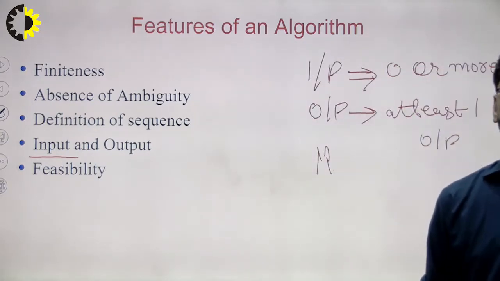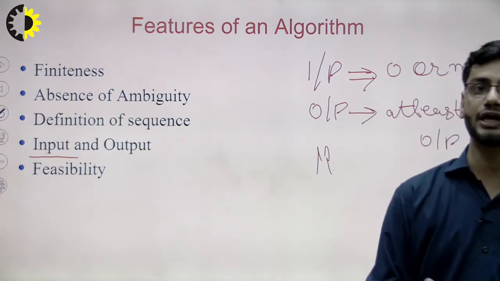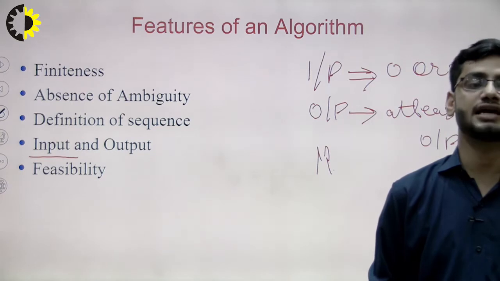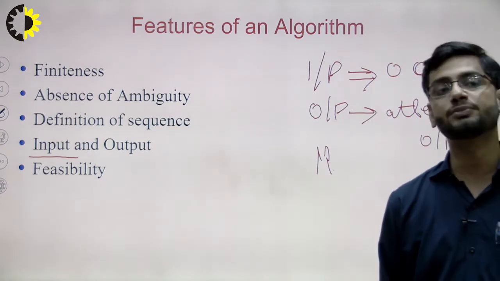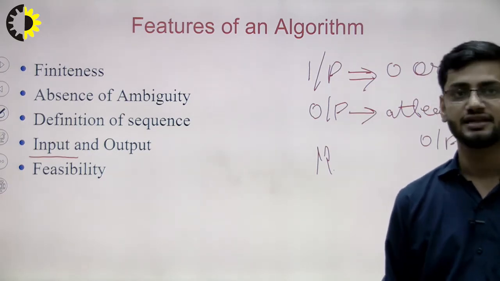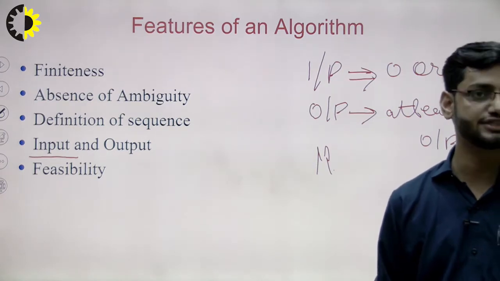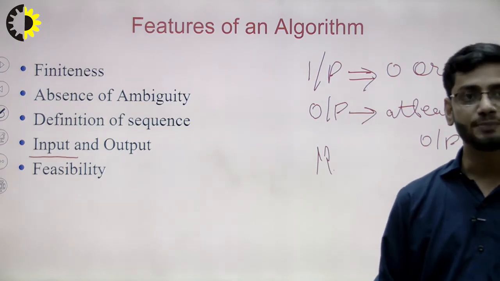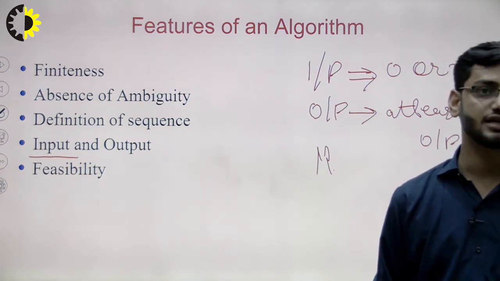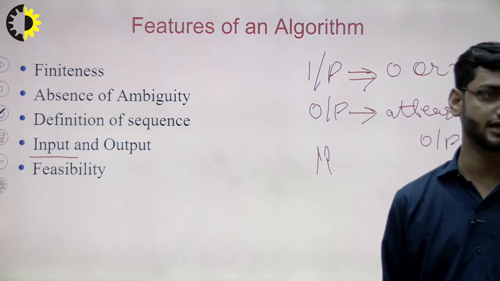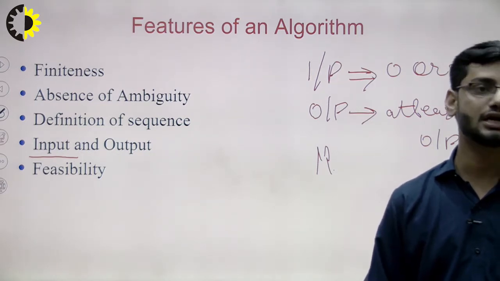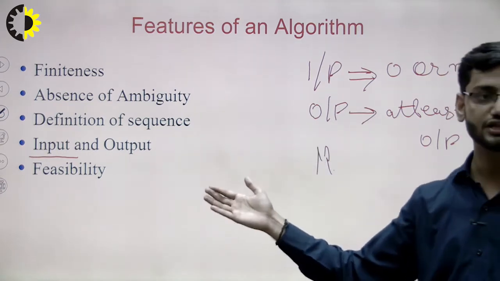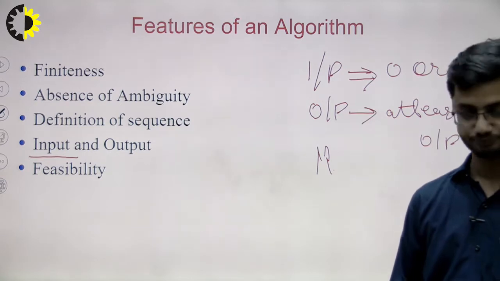Feasibility says that I have written an algorithm for a particular problem, so whether I am able to implement this algorithm in any particular programming language. If yes, then I will say that particular algorithm is feasible. If I have no resources, no technology for implementing my algorithm, then there is no fruitfulness of that algorithm. So I will say that particular algorithm is not feasible. So these are the various characteristics, various features of the algorithm.